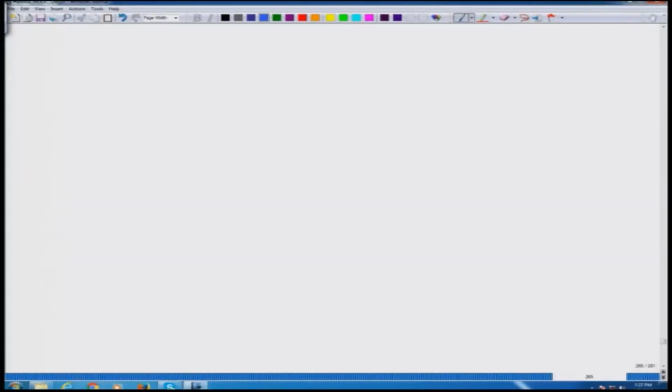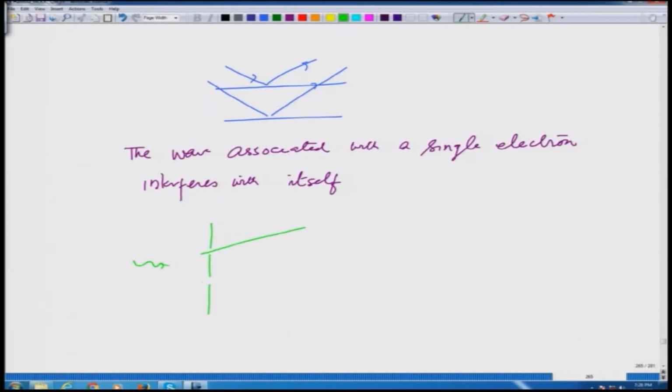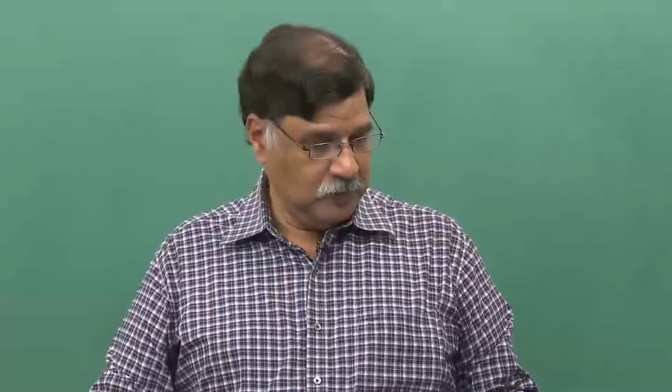The other thing I wish to point out is that when we looked at electron diffraction from a crystal, it is the wave associated with each electron that interferes with itself. So, the wave associated with a single electron interferes with itself. It is not that an electron interferes with another electron; it is the wave associated with each single electron that interferes with itself. Similarly, when I talk about the double slit experiment with electrons, each electron's wave interferes with itself. It is as if the electron is interfering with itself. If that makes you a little uneasy, the only thing I can say is welcome to the world of quantum mechanics. This is how things work out.